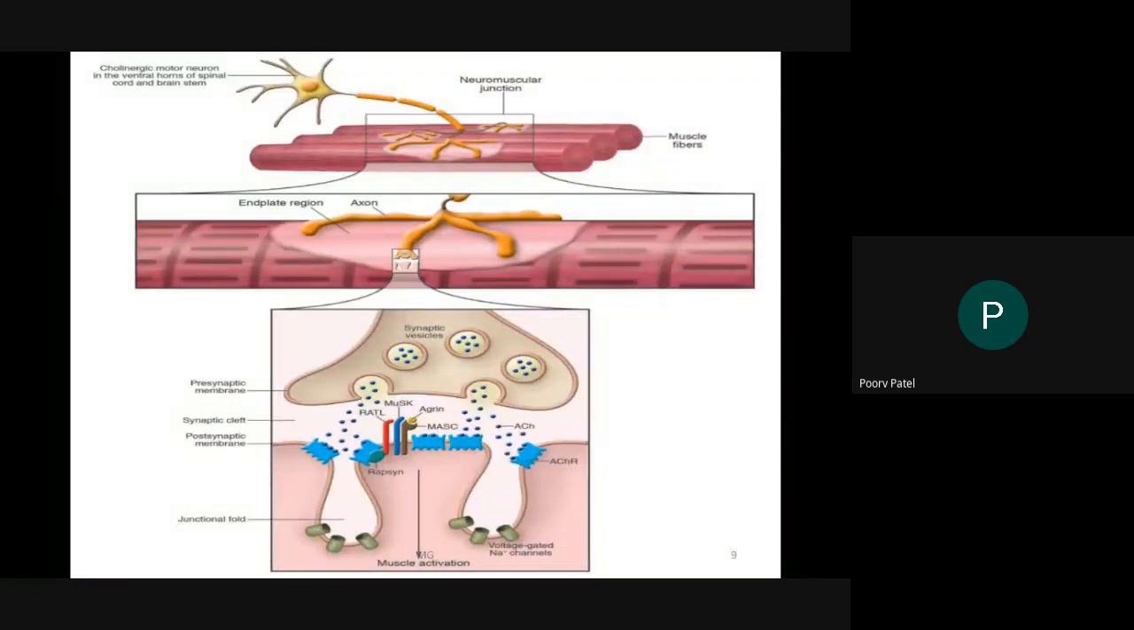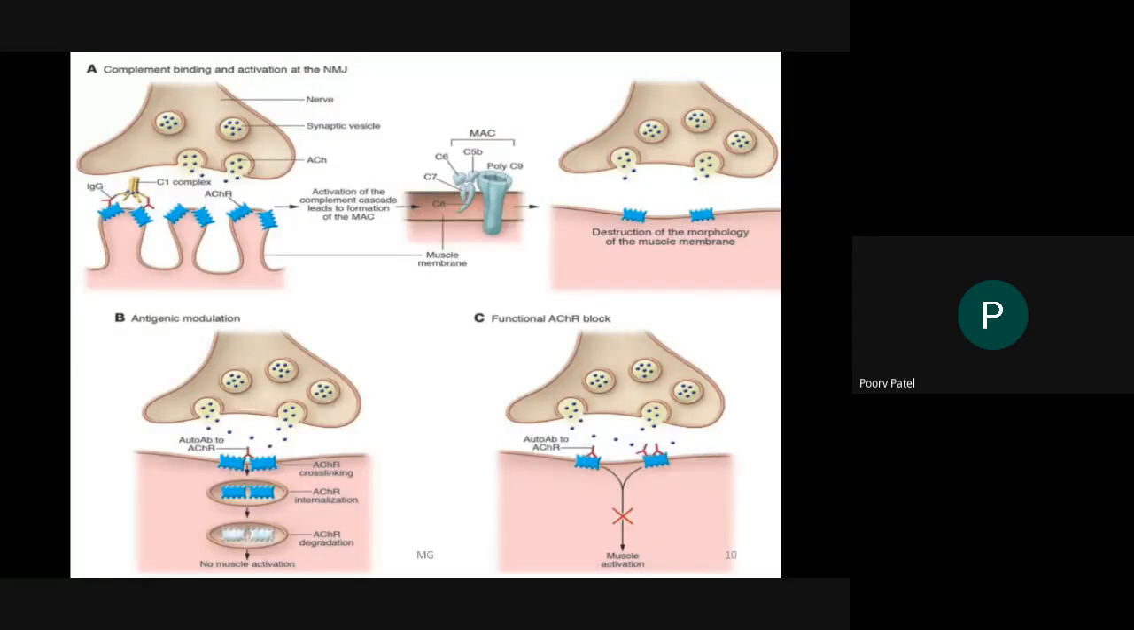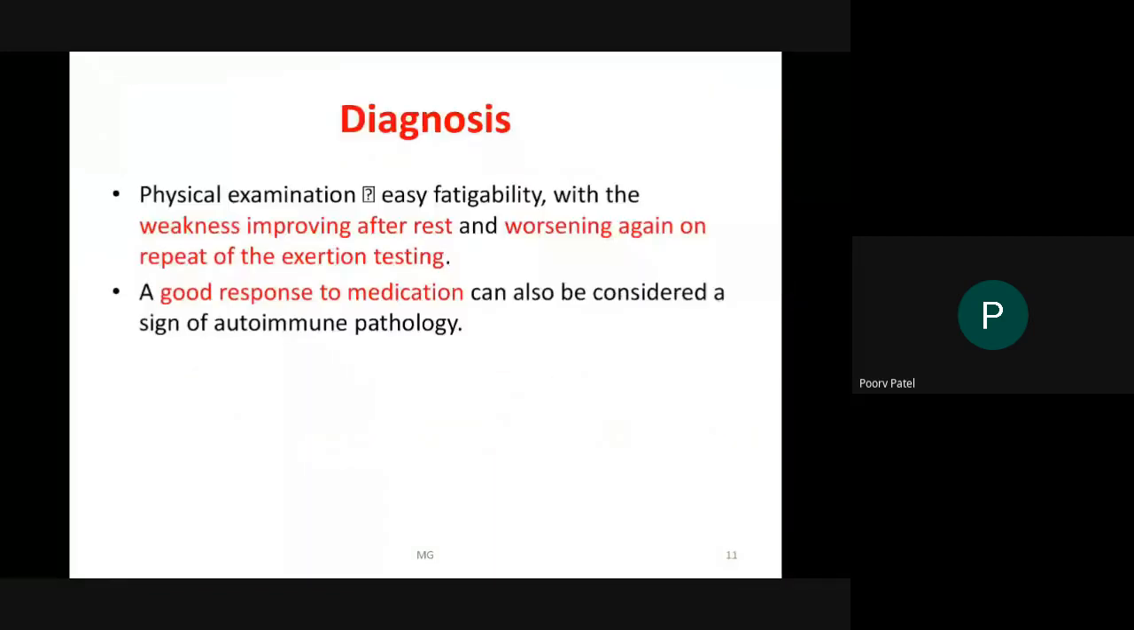This is the main mode of action, how it will be affected. Because of the destruction, there is a reduction in the number of receptors. Acetylcholine is normal, vesicles are normal, the synapse is normal, but post synaptically, in the muscle where acetylcholine should bind, the receptors will be reduced. So this is the pathophysiology. After this, how do we diagnose?